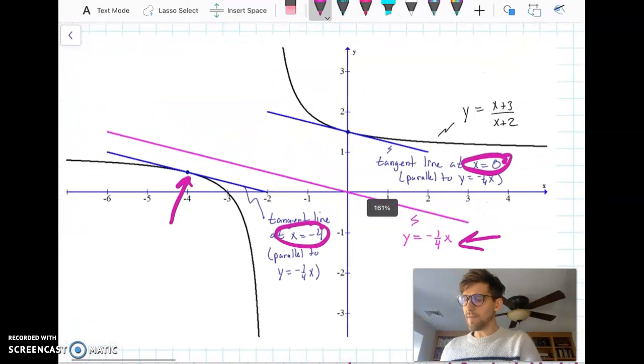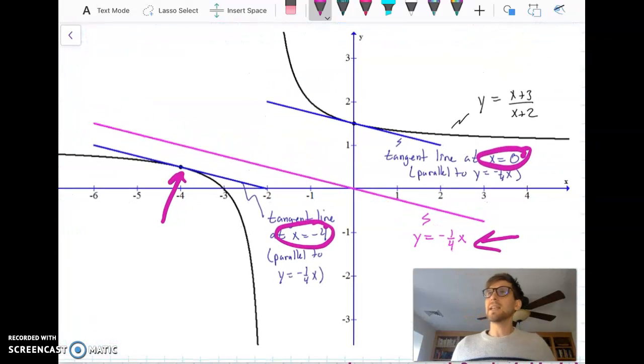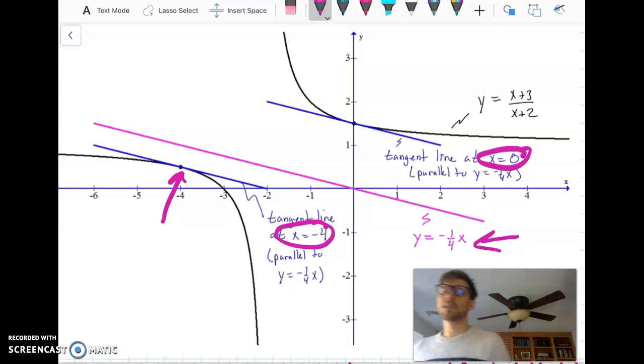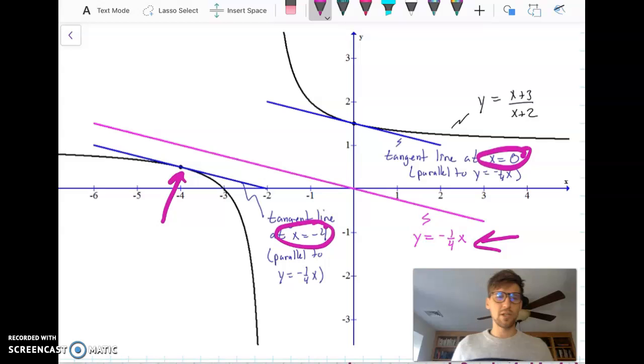We just did it by finding the derivative, setting it equal to the value that we wanted it to be, and then solving. Wow, interesting. Using the geometric definition of the derivative to find a solution once again.